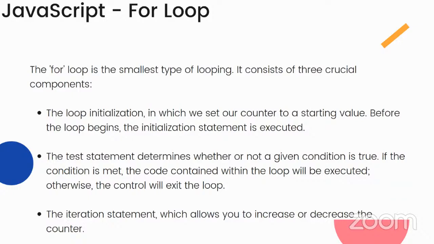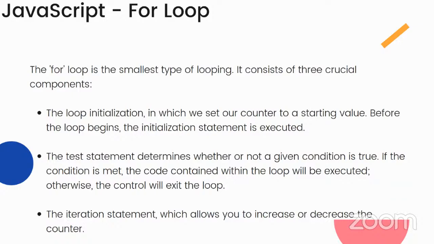There are always three entities that are always there. Always three, and always separated with commas. The next one, the test statement, determines whether or not the given condition is true. So this one is now running like the if else statement. It's checking if the condition is met. The code contains the loop to be executed. Otherwise, the code will exit the loop.